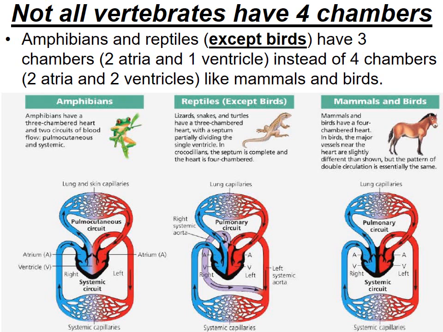I do want you to understand that not all vertebrates will have a four-chambered heart. This is a good evolution connect that I want you to read up on. Amphibians and reptiles, except for birds, are going to have three chambers. So they have two atria and a ventricle instead of four chambers like we have, the two atria and two ventricles. So mammals and birds will have the four-chamber system, but the amphibians and reptiles only have three chambers. So that is a little bit of an evolution connect that you can maybe study and read up on and understand this idea.